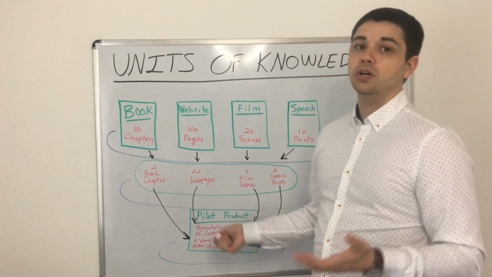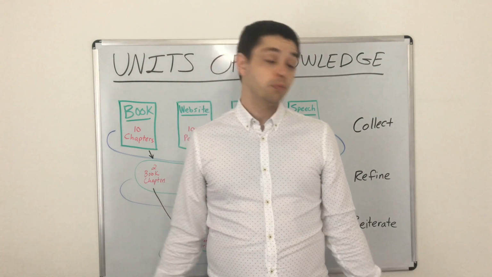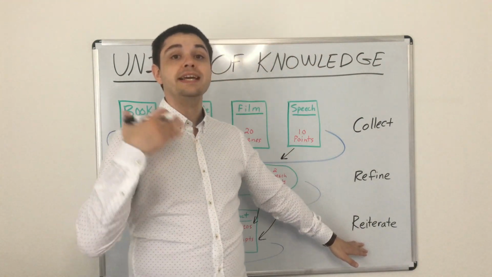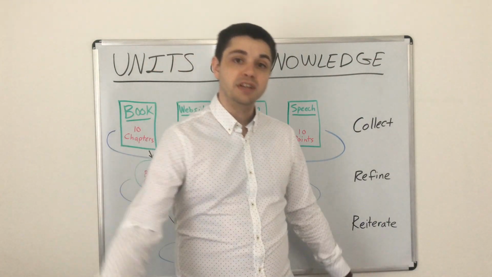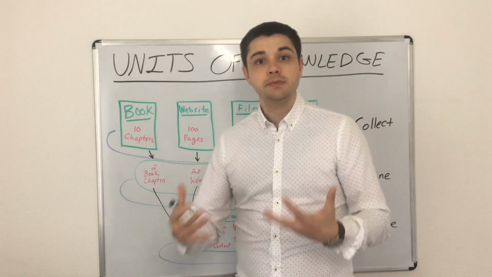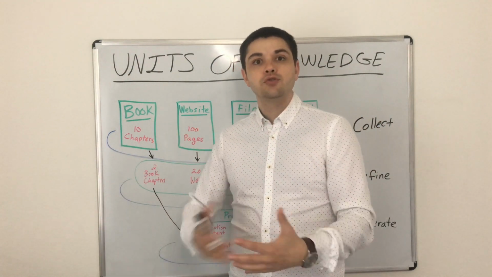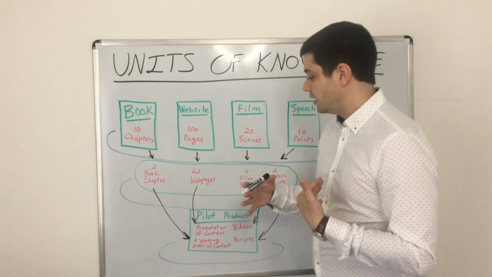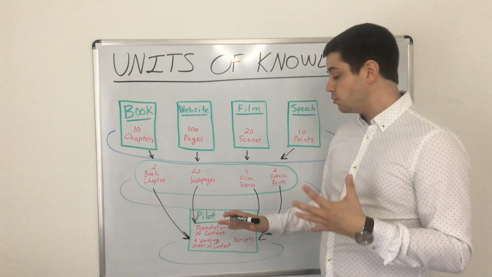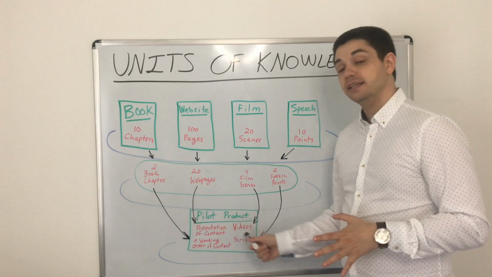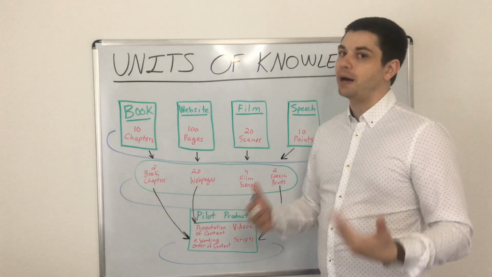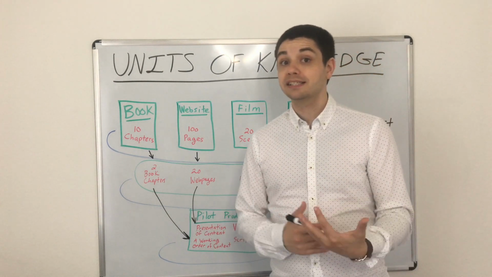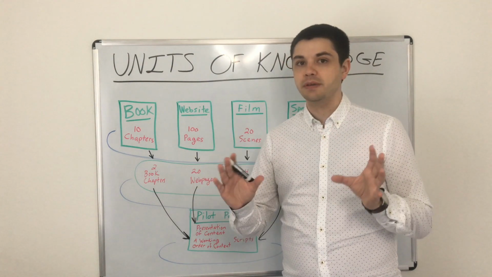And we can now go to step 3 of this whole process, which is to reiterate these units of knowledge. And reiterate just means to say it again, to retell it, to present it in our own way. And so for this, now we can create a pilot product. I call it a pilot product because we're just going to be testing it still, right? This is just the very beginning.